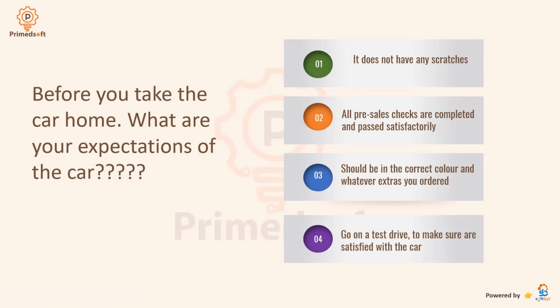You also go on a test drive. Very important. Before you take a car home, you want to go on a test drive to make sure that you are satisfied with the car, right? So these are some of the checks. I think there are many more. You can also check to ensure that the car has passed or meets your expectation. In this case, you are the user, because you are actually buying the car, you want to make sure that the actual results meet your expectation, which is your expected results, right?